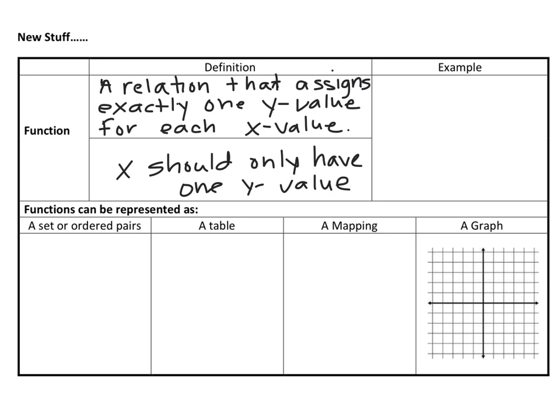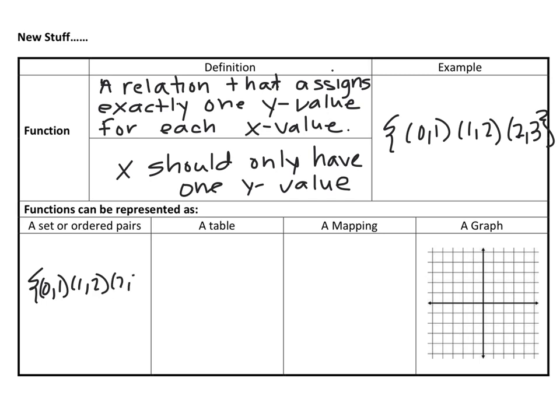So for example, if I had the set of points 0, 1, 1, 2, and 2, 3, that would be an example of a function because each x value has only one corresponding y value. I'll show you examples in a little bit where this is not true, and so it wouldn't be a function. So functions can be represented as a set of ordered pairs, like the one that we just listed. So 0, 1, 1, 2, 2, 3.